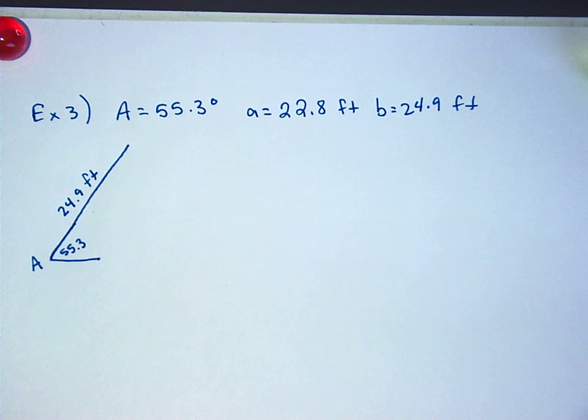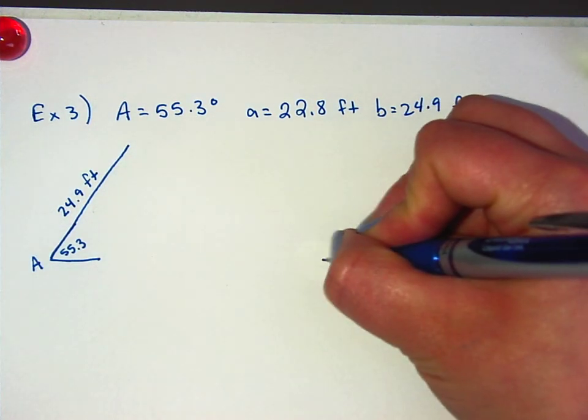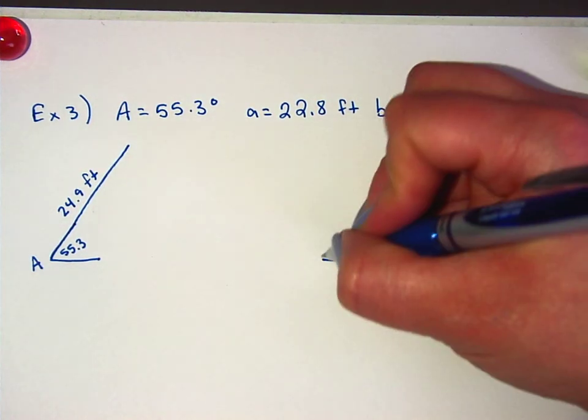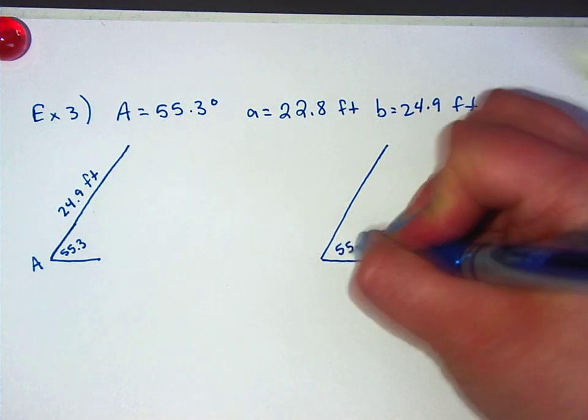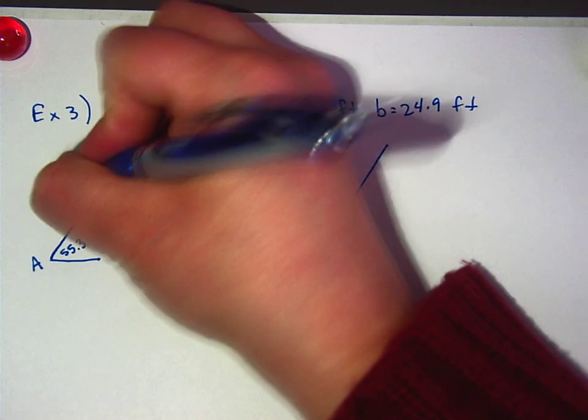Okay. Now I want you to draw the exact same picture over here. As close as you can get. There's a side little b.